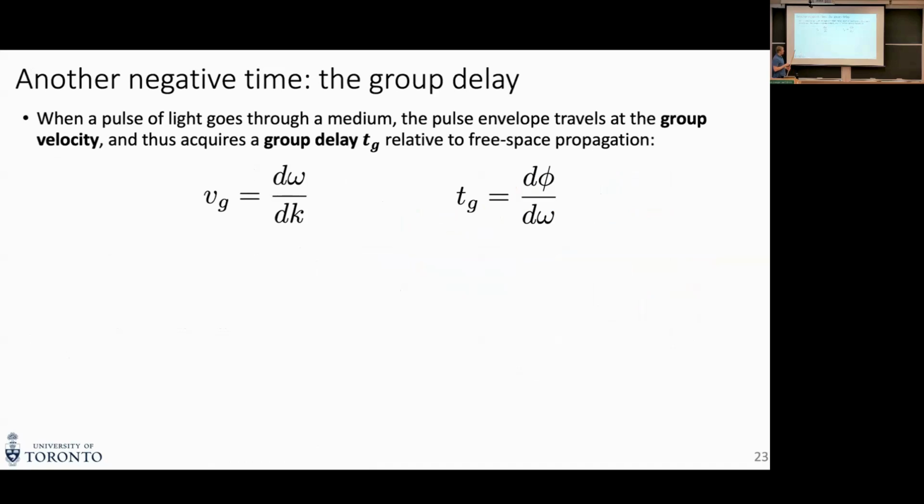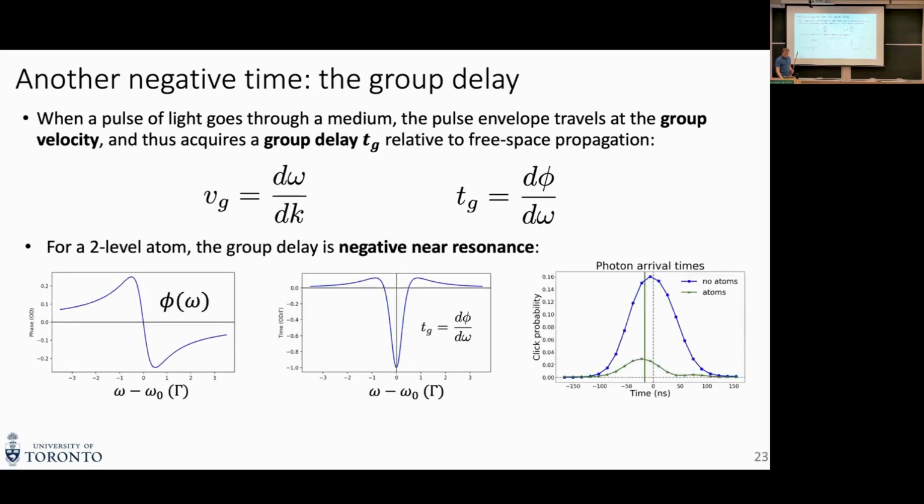So, in optics, you have kind of two different speeds. You can have a phase velocity and a group velocity. So if you send a pulse through a medium, then the envelope of that pulse will travel at some group velocity. And as a result, it'll acquire a time delay relative to free space propagation. So that's called the group delay. So a positive group delay would mean that the pulse shows up later than it would have if it were traveling through free space.